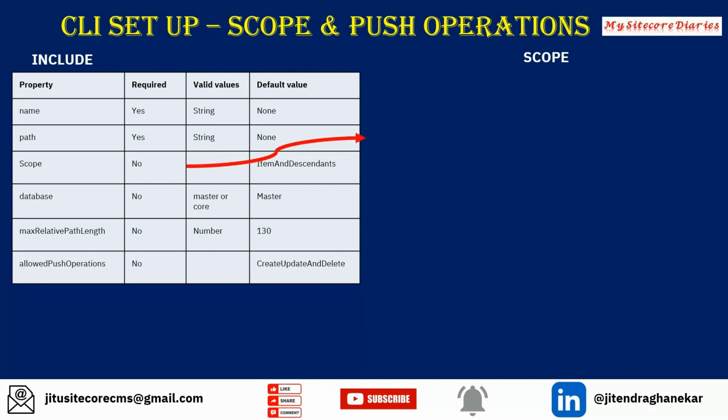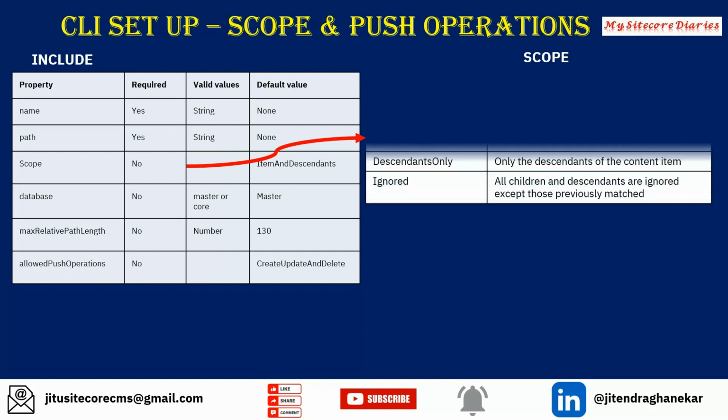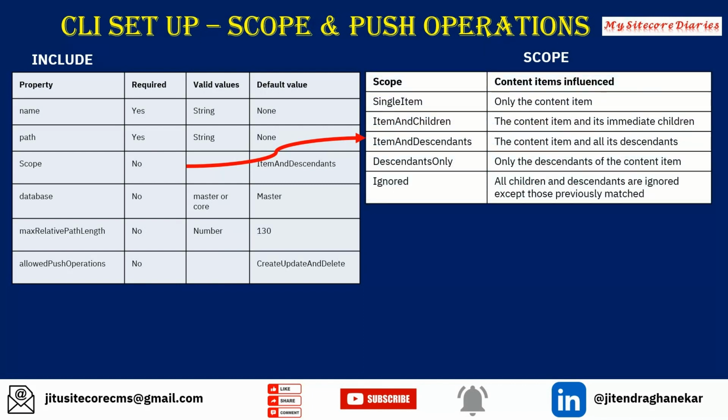If you see the include, you have name, path, scope, database, max relative path, and allow push operation. So what is scope? There are five options which you can provide in the scope. First is single item. What does it mean? Only the contained item. So you just serialize the contained item.